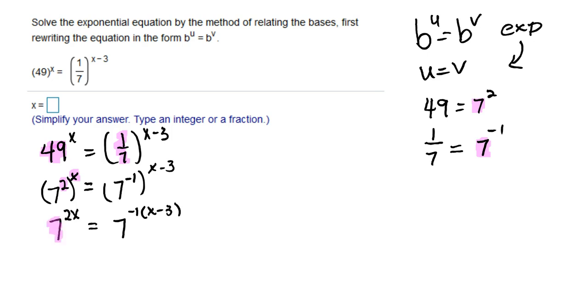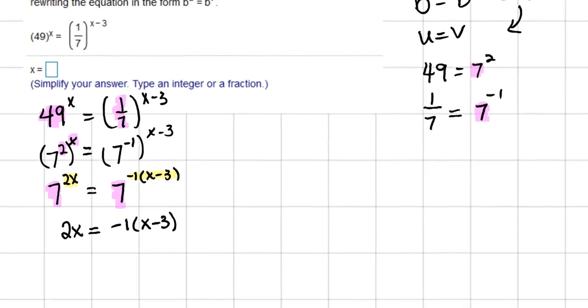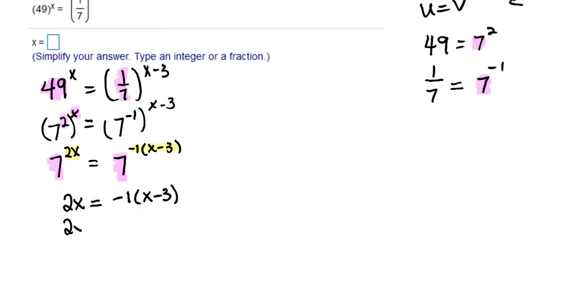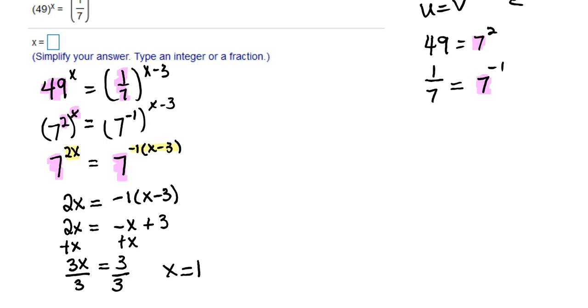Now that the bases are the same, the exponents have to equal each other. So that's using relating the bases. We have 2x equals negative 1 times x minus 3. And we'll solve that equation. So I'm going to use the distributive property to distribute that negative 1. That's a negative x plus 3. Now I have a linear equation. I want all the x's onto the same side, so I'm adding x. That gives me 3x equals 3. Divide both sides by 3 and I get my solution of x equals 1.